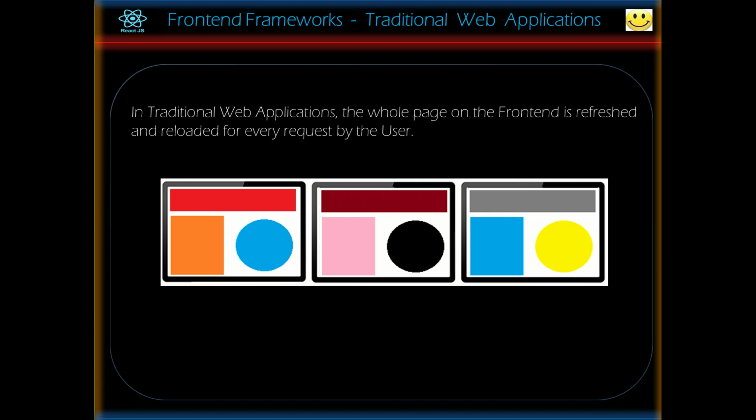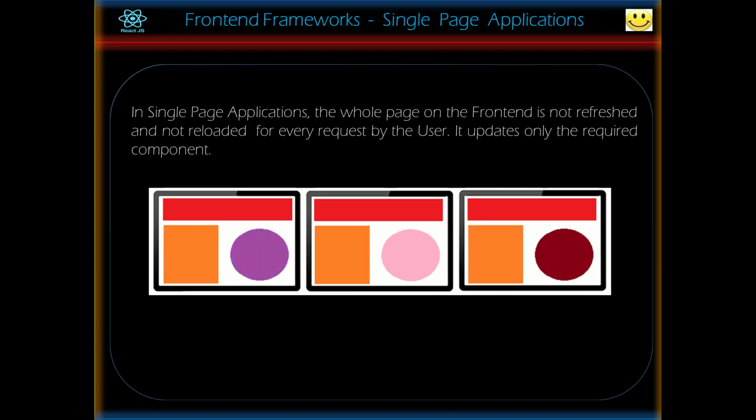Front-end frameworks, traditional web application. In a traditional web application, the whole page on the front end is refreshed and reloaded for every request by the user. Front-end frameworks, single page application. In a single page application, the whole page on the front end is not refreshed and not reloaded for every request by the user. It updates only the required component.